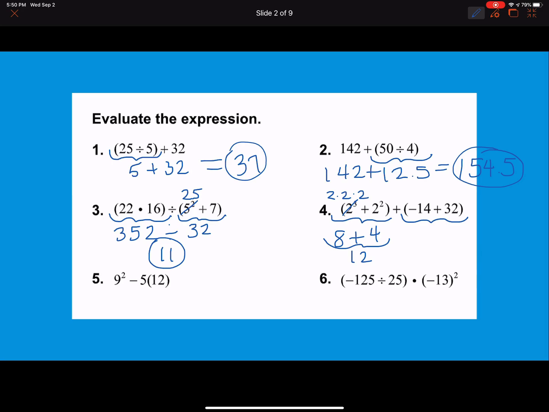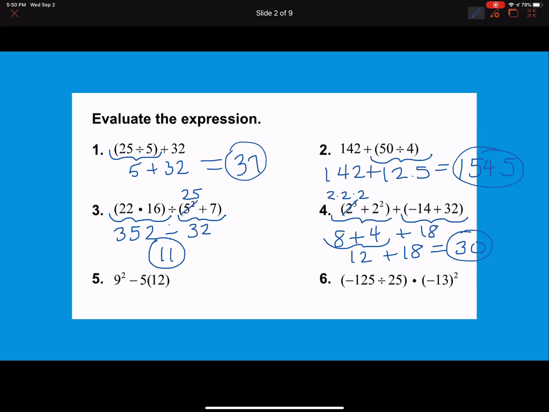Over here on the right side, I have negative 14 plus 32. I can think of that as the same thing as 32 subtract 14, leaving me with a positive 18. I can bring that down to the 12 that I already simplified, and 12 add 18 gives us 30.